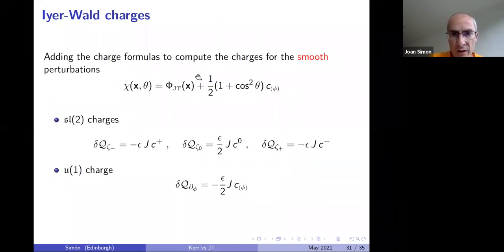When I consider this choice, which is the remainder of the previous box, I do get that our perturbations have 4 charges. This is what you would expect because NHEK is invariant under SL2. These are these 3 charges here. And it's invariant under U1 rotations. This is where the zero mode lies. So we were satisfied with this.